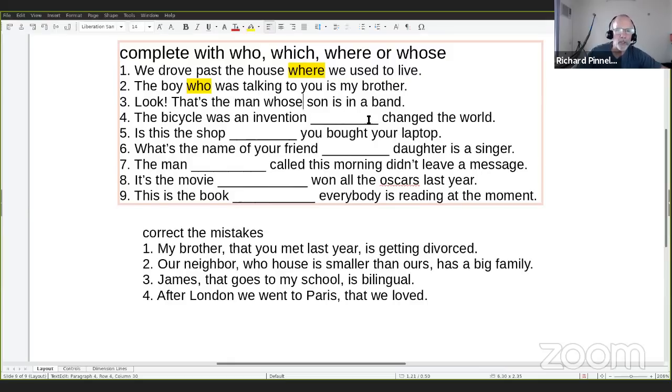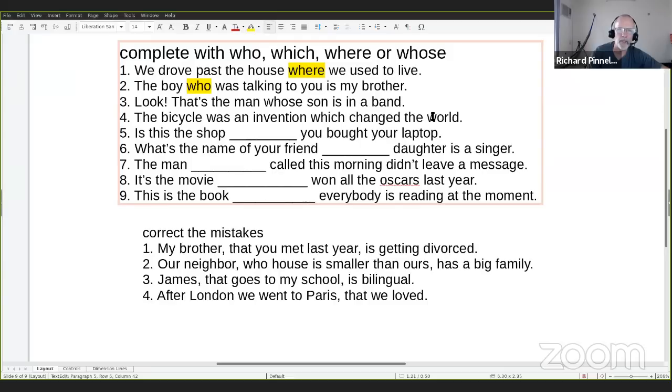The bicycle was an invention. Number four, sorry. Number four. The bicycle was an invention. Whose? No. I think we're on number four. Gregory is putting who's for everything, but that's incorrect. It's not who's for number four. Which, yeah, the bicycle was an invention, which.